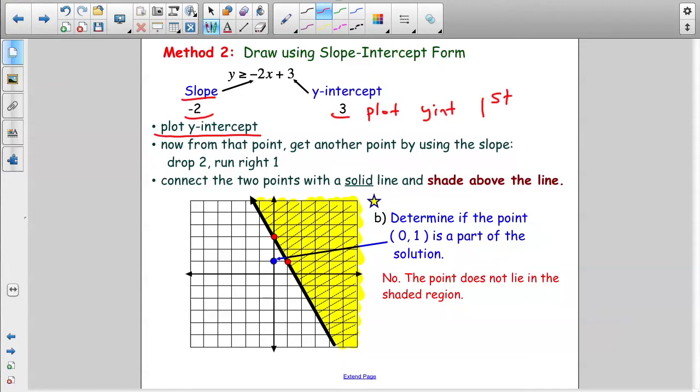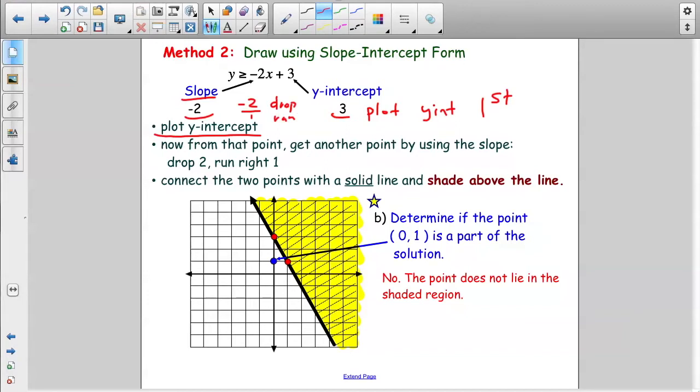So 1, 2, 3, I plot it there. Now, from there I do my slope. So my slope is negative 2. It's good to put it over 1 because now we have a rise over 1. Well, this is not a rise, this is a drop because it's negative. This is a 1.